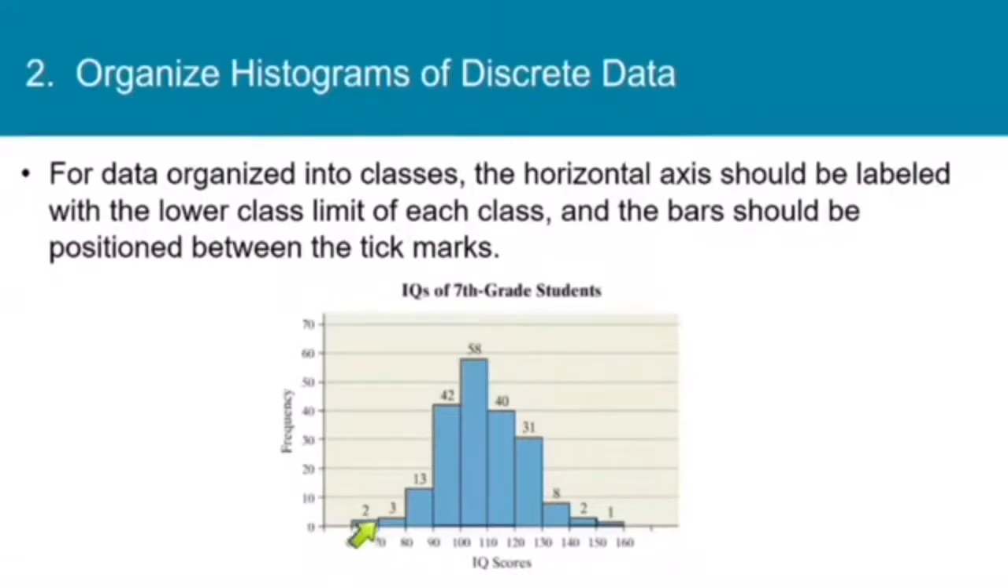Now the upper class limits are not labeled, but they don't really have to be, because we know that on a frequency distribution, the classes have to be arranged so that there are no gaps between the classes and there are no overlaps between the classes. So where one class ends, the next class begins. And since this data is discrete, we can assume that the upper class limit of the first class is 69. Also notice that the bars are not centered over a tick mark, but between the tick marks, because the tick marks represent the lower class limit of each class.